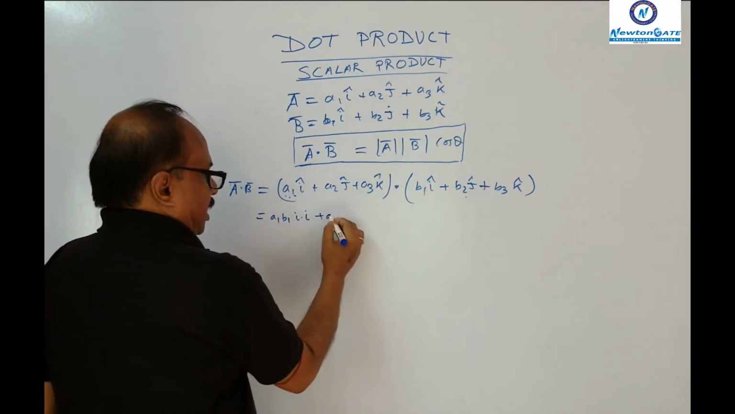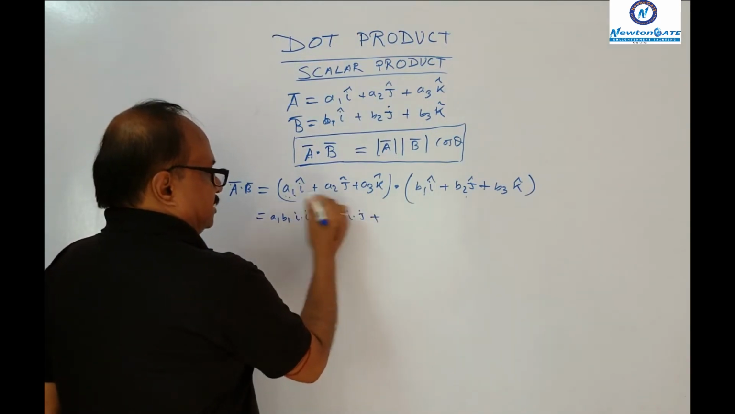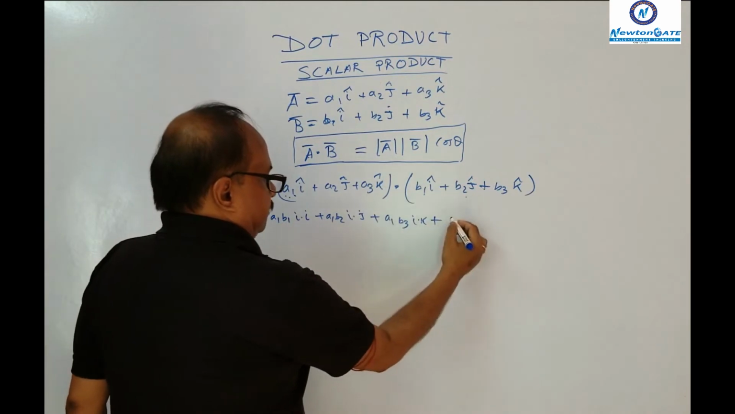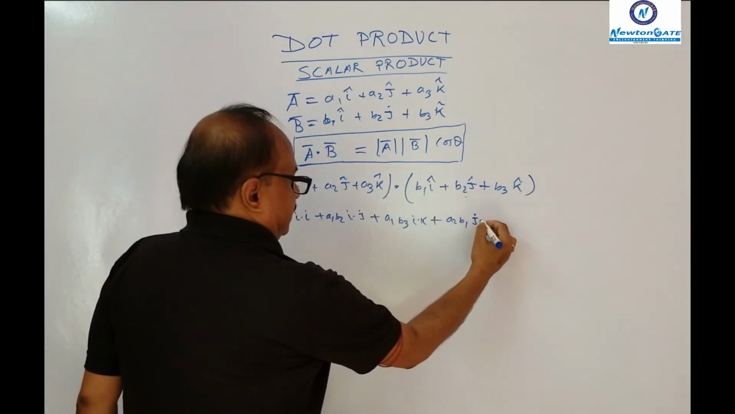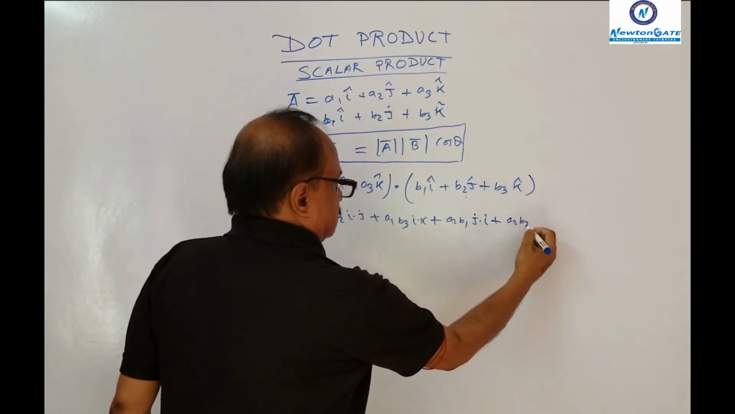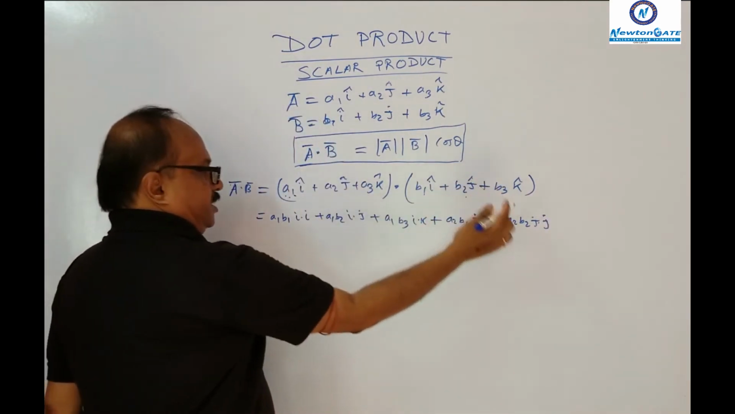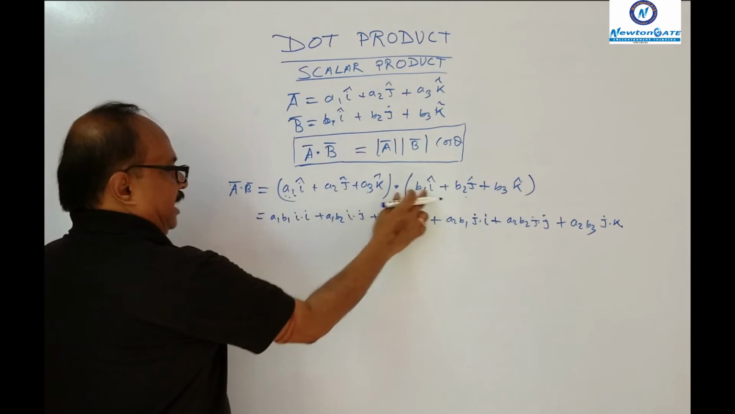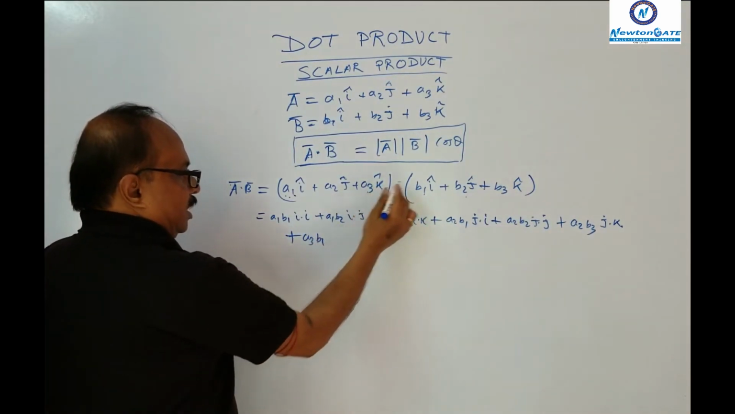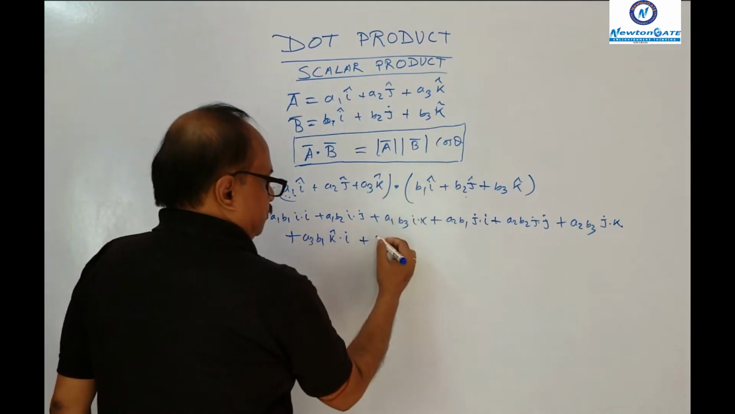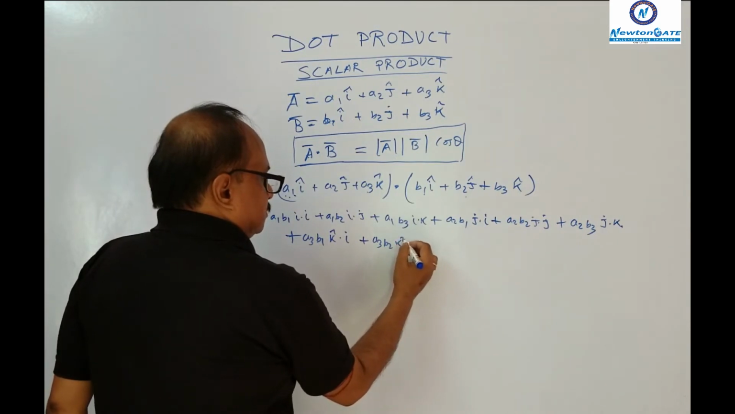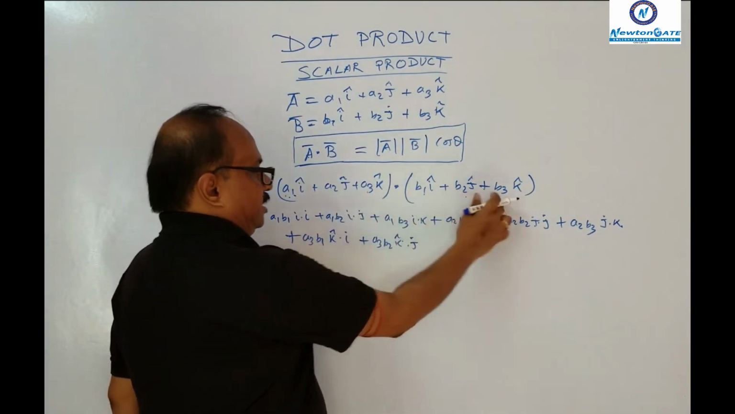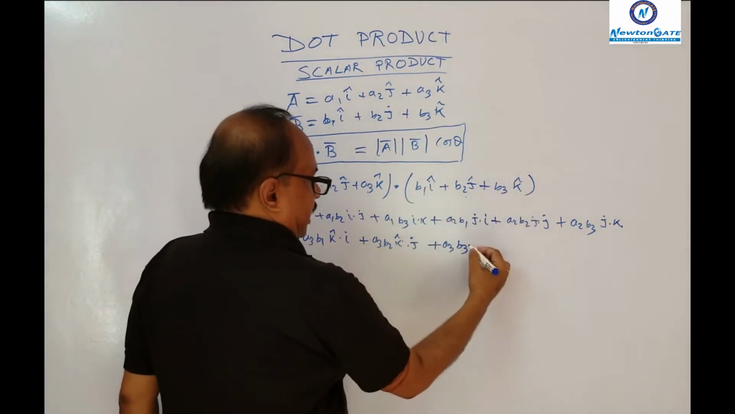Then this into this. A1 B2 into i dot j plus A1 B3 into i dot k plus A2 B1 into j dot i plus A2 B2 into j dot j plus A2 B3 into j dot k. Then A3 B1 into k dot i, A3 B2 into k dot j, then A3 B3 into k dot k.